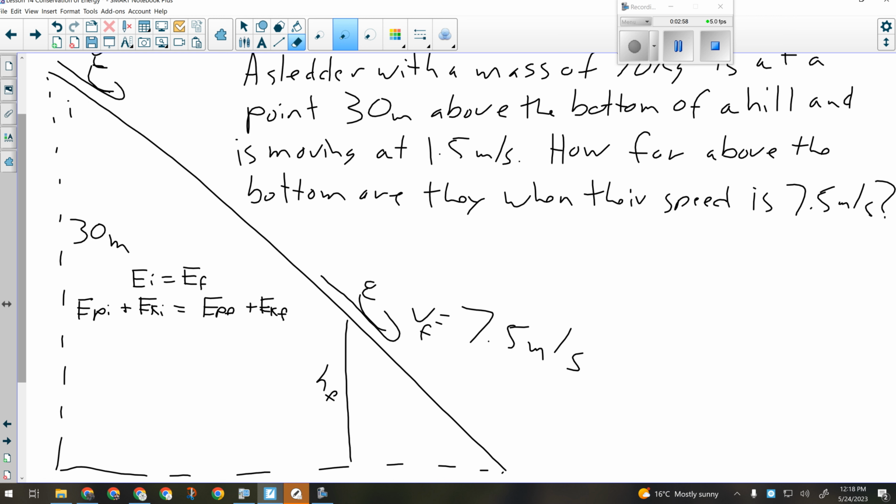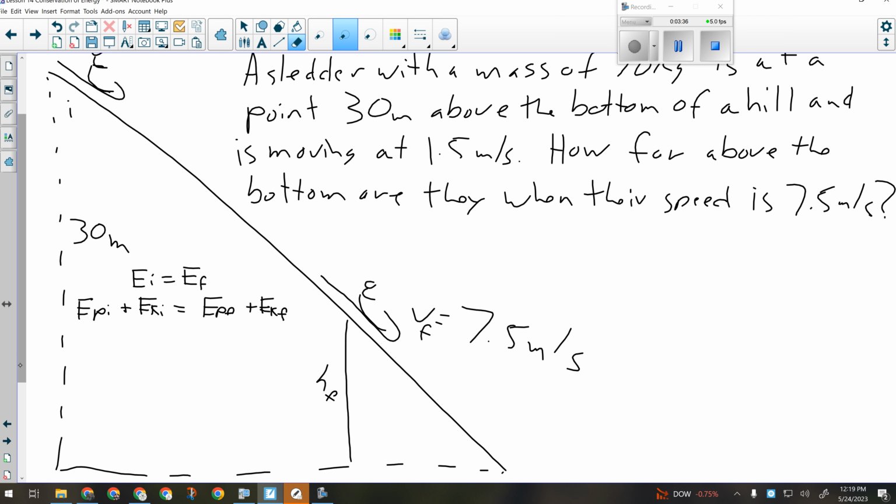Now, the next part of this pattern is figuring out if I actually have all of those. The examples we did yesterday, we didn't have all of those. Basically, we were dropping something and figuring out how fast it would be going at the bottom where the height would be 0. That's not the case here. So at the beginning, near the top of the hill, they're 30 meters above the bottom. So do they have potential energy initial? They're moving at 1.5 meters per second. Do they have kinetic energy initial? They got both kinds. So neither one of those is 0. I can't cross either of them off.